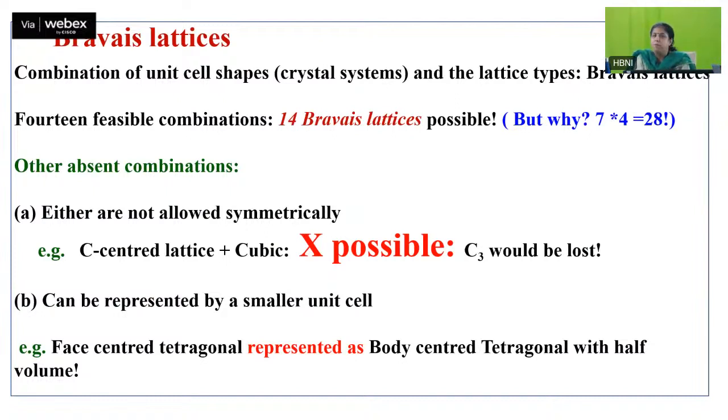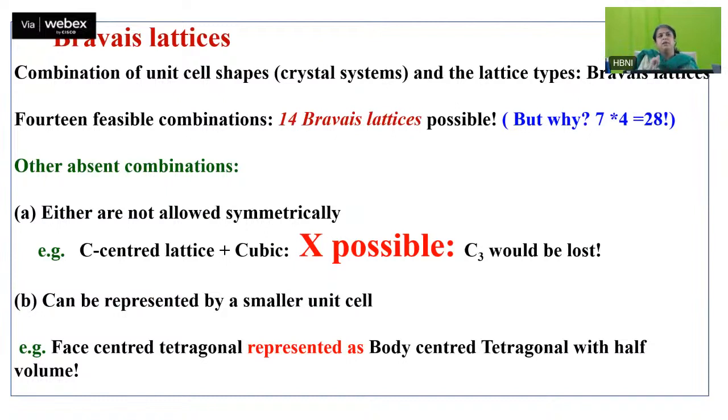Why is it not possible? Because what did we learn in the previous slides? A cubic system has to have a C3 axis. That C3 passes through the body diagonal. Now you imagine that your C face is centered. It has got a lattice point, okay? And you hold your cube along the body diagonal and rotate it by 120 degrees. Because only a pair of faces is centered, only a pair of faces has lattice points. If you rotate it by 120 degrees, you will not be able to reproduce the original structure. So your C3 is lost. That is why this is symmetrically not allowed.